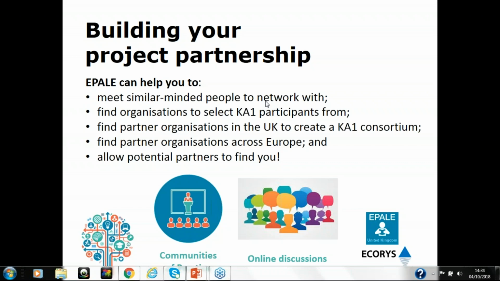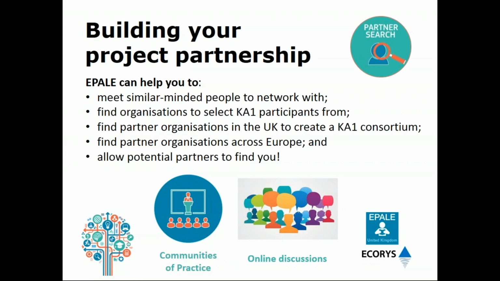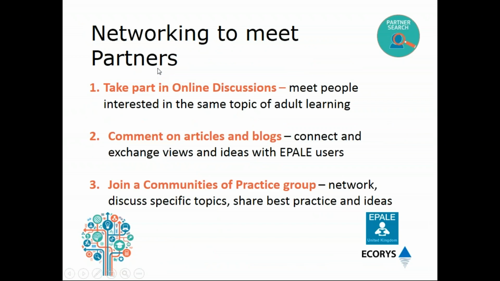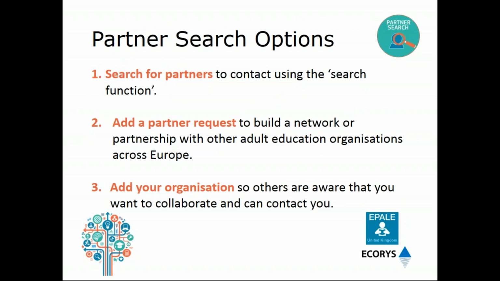Okay, so let's just have a look at this partner search function and what else you can do. Okay, so we've got our partner search options. So you can use this function, as you can see, to use the search function to find someone to partner with, to approach. Secondly, to add your own organisation to promote it, so other organisations can approach you. Or thirdly, to set up your own search by adding a partner request to invite others to contact you. The last two options can be completed by clicking on the options at the right hand side of the screen, as you just saw, under the Get Involved box.